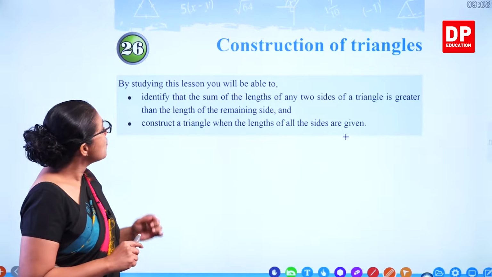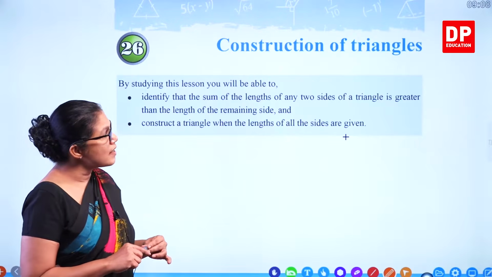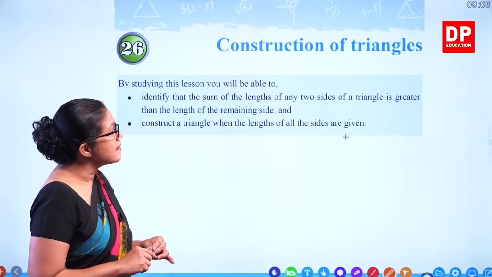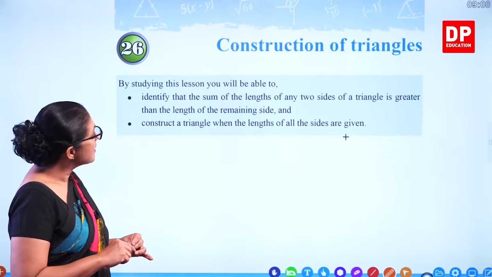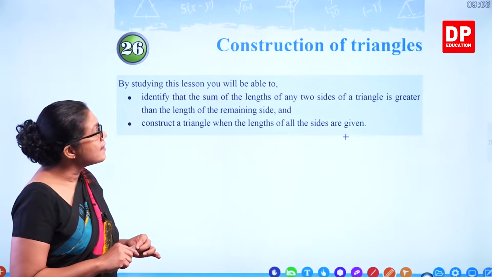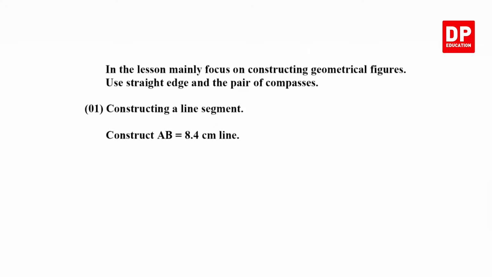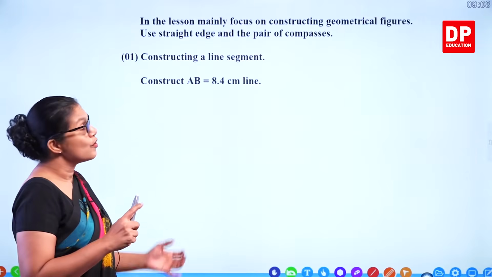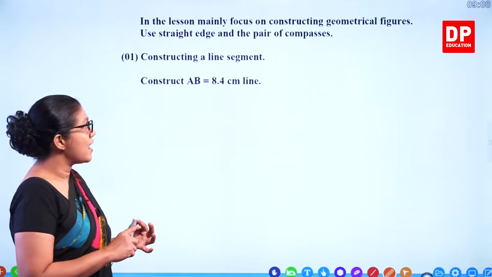So in this lesson, we are identifying that the sum of the lengths of any two sides of a triangle is greater than the length of the remaining side. And also we are constructing a triangle when the lengths of all the sides are given. So in this lesson, mainly focus on constructing geometrical figures. So only use pair of compass and straight edge.